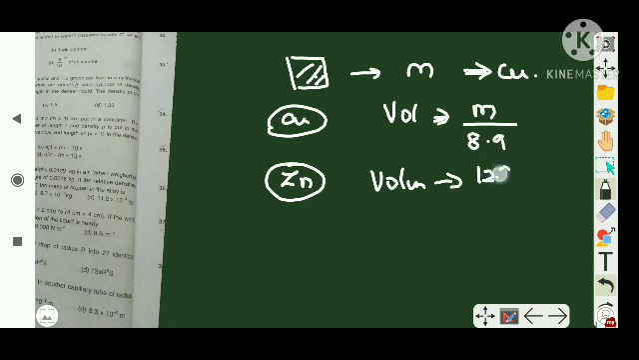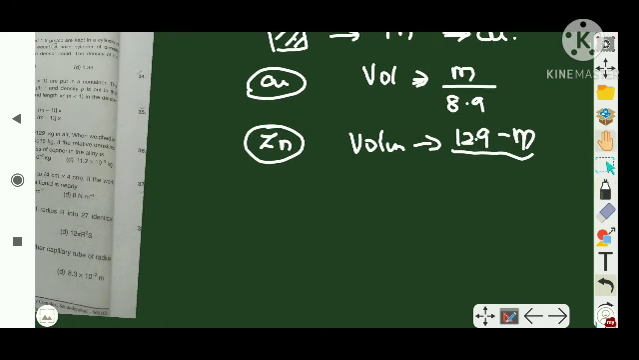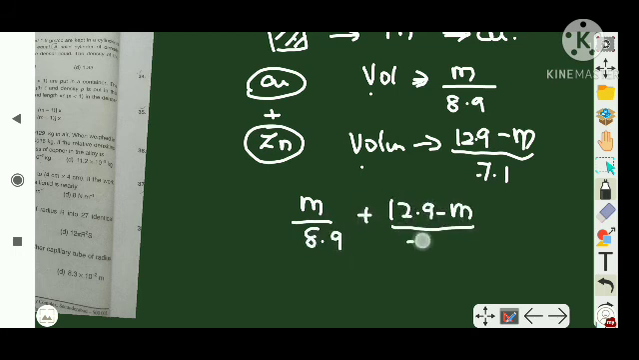So total mass is 12.9. Out of this, if I subtract the mass of copper, I get the mass of zinc. That divided by density, that is 7.1, gives you the volume of zinc. Now what is the total volume of this material or the alloy? It is volume of copper plus volume of zinc, that is m by 8.9 plus (12.9 minus m) divided by 7.1. This is the total volume of the alloy.